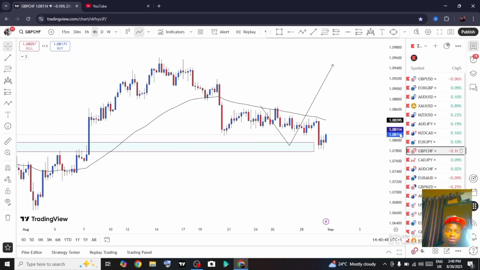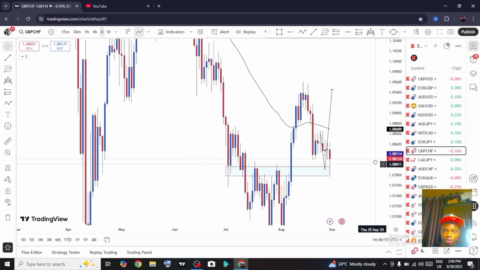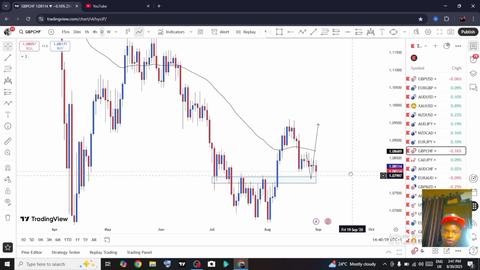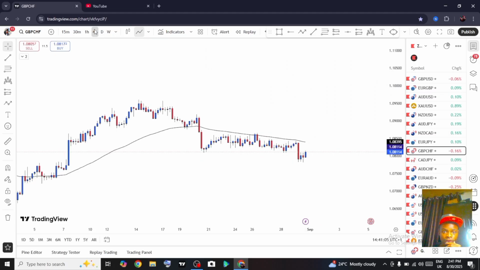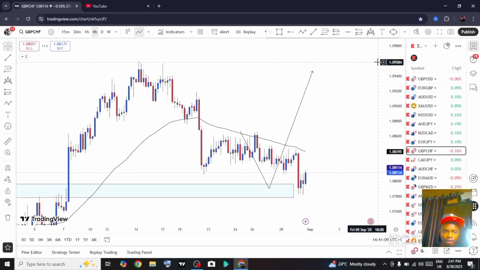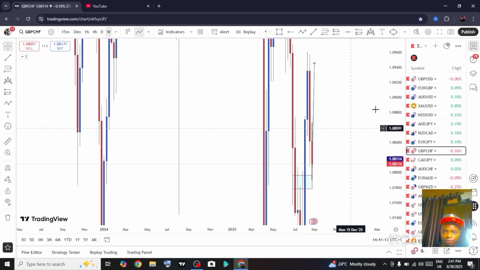GBPCHF, daily time frame. Alright, GBPCHF. I was pretty much waiting for price to return back to this area to continue buying. Right? The daily is bullish, the 4 hour is bearish, right? 4 hour is bearish. So let's see what the weekly is saying.